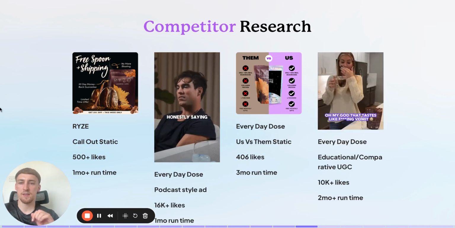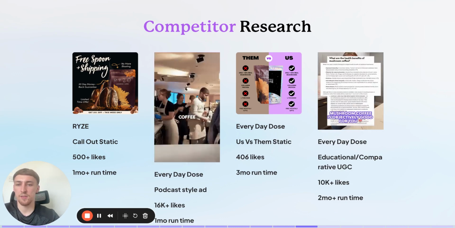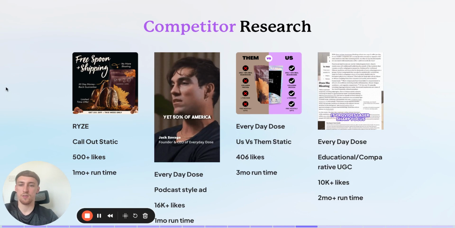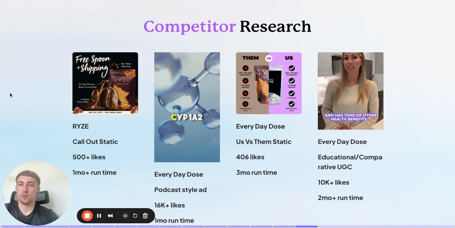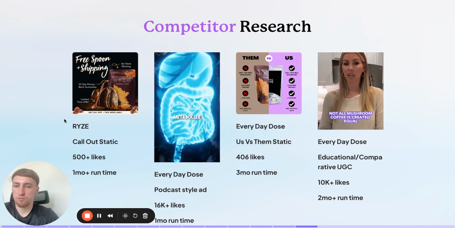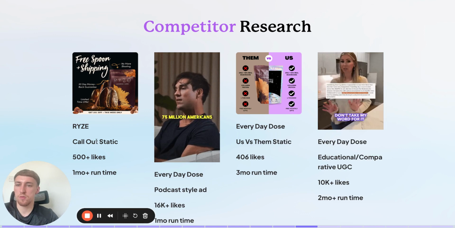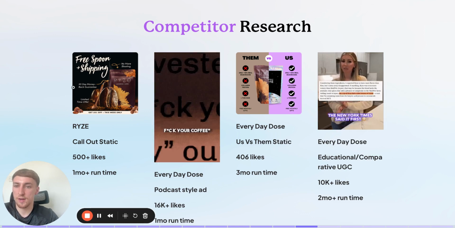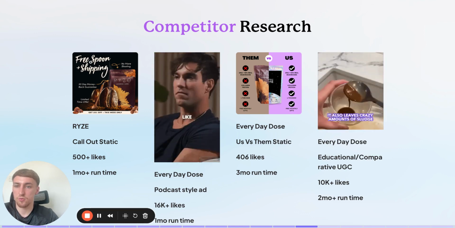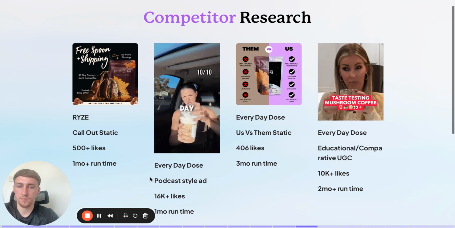So we've done some competitor research and we've found out what ads are working in the space at the minute, and we've broken them down and found out how we can use this going forward with your ads. So we have the static creatives from Rise, which are the call out statics. This was running for over a month and it's really effective. You're literally just calling out the USPs, the benefits, and you've also got a good offer there as well. So you can see why that worked well.